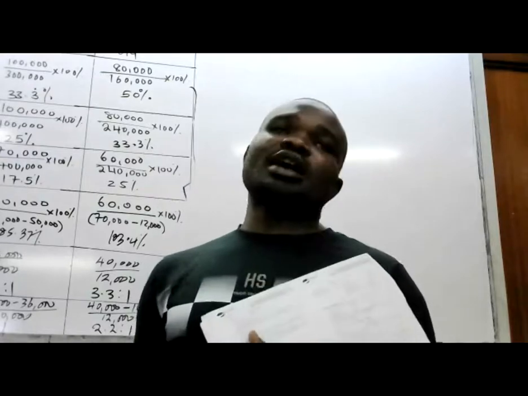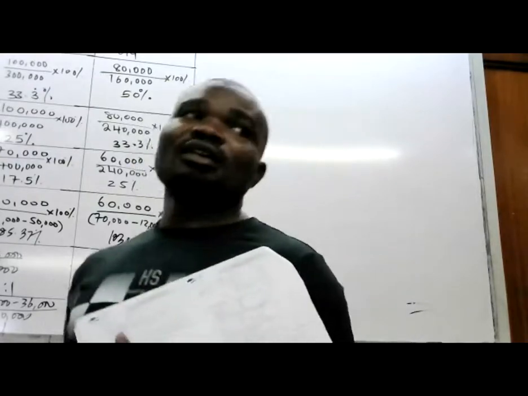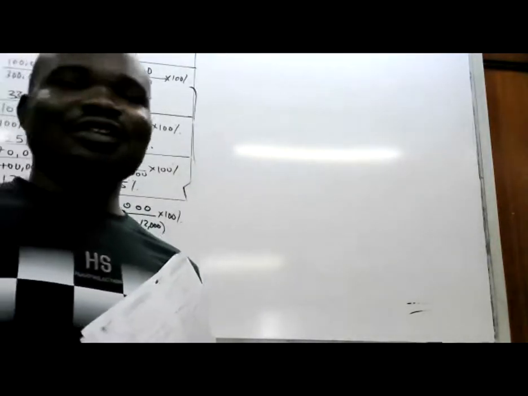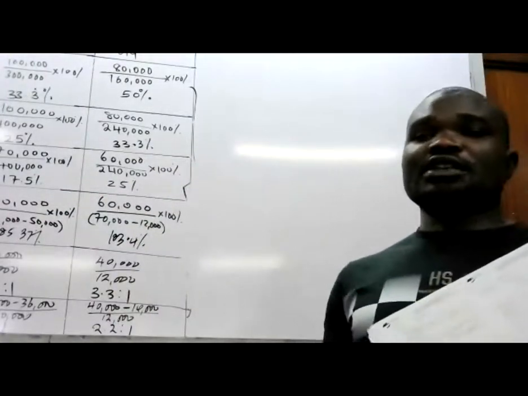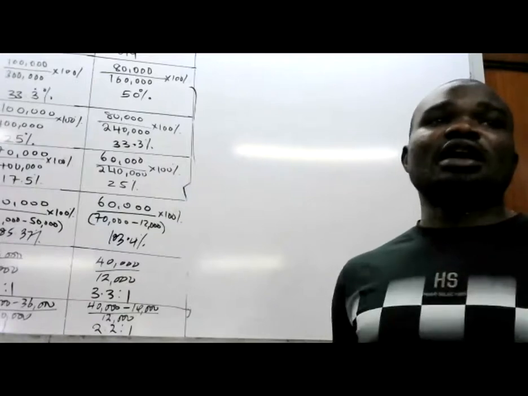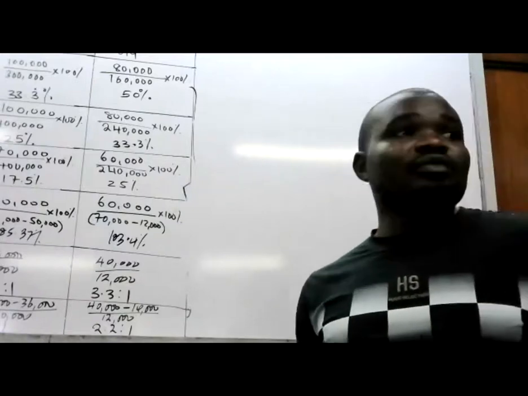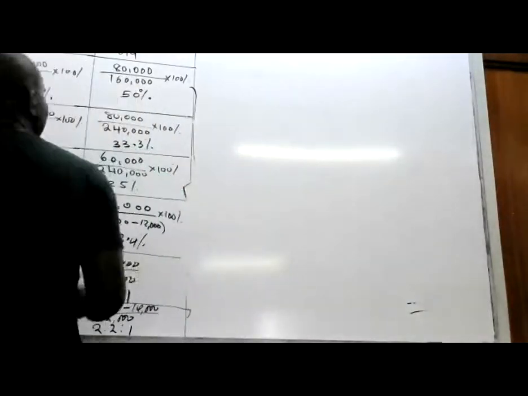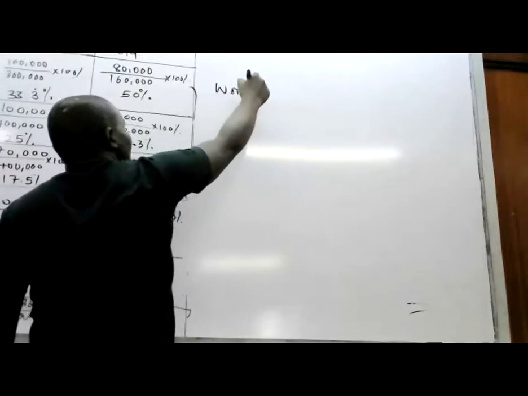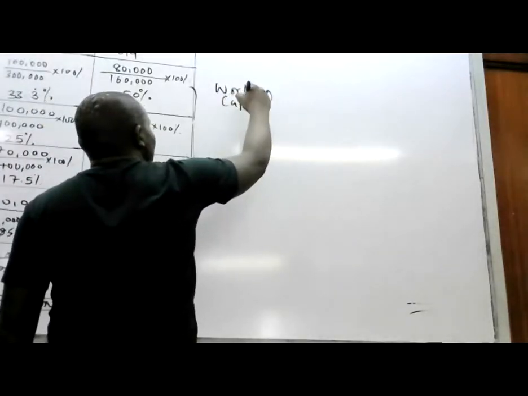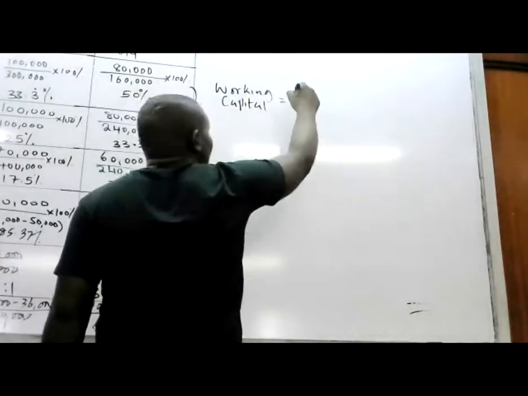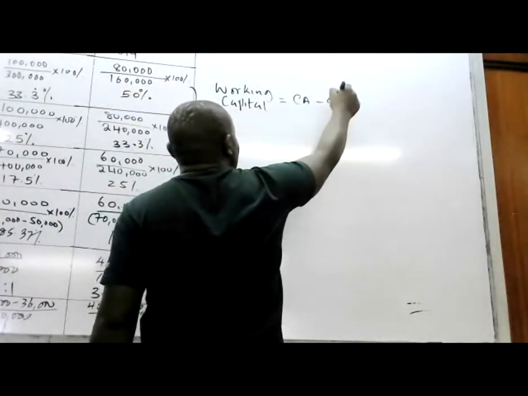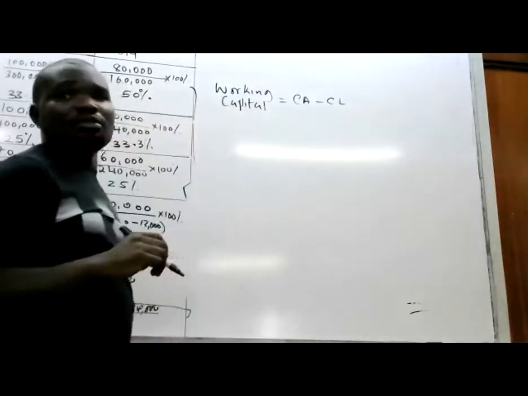Other for cash flow. Let's look at cash flow. In cash flow we were doing net current assets. Who said? Working capital is current assets minus current liabilities. So start from this formula here. Working capital is equals to current assets minus current liabilities.